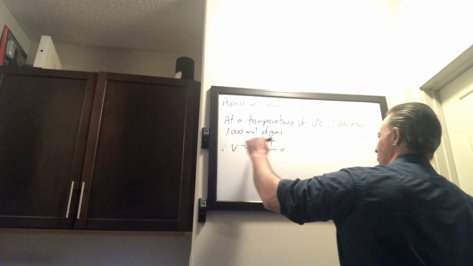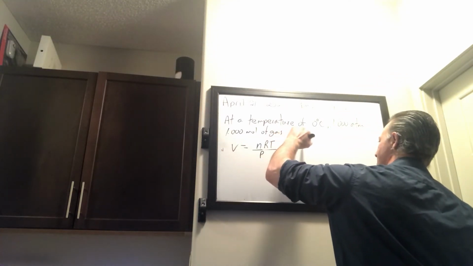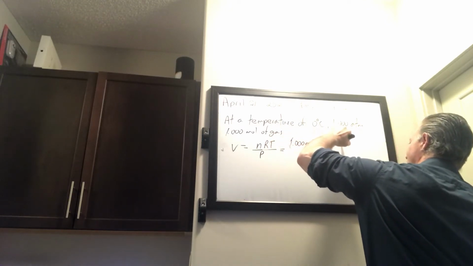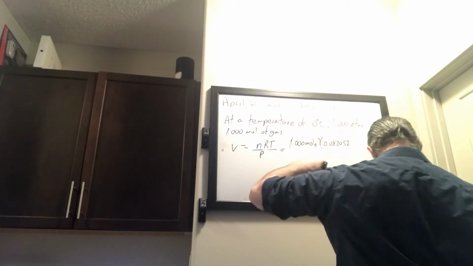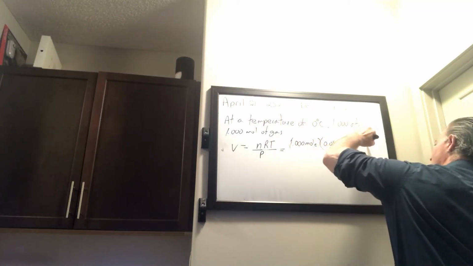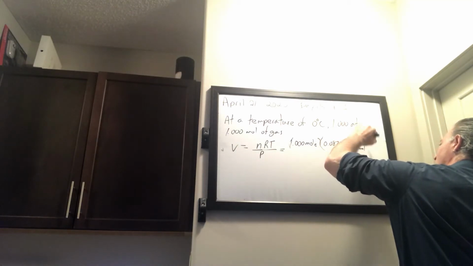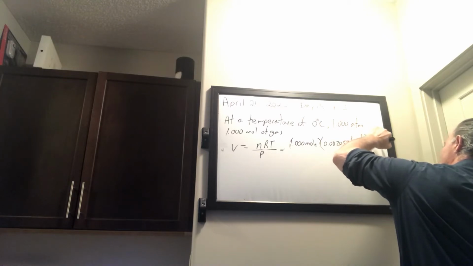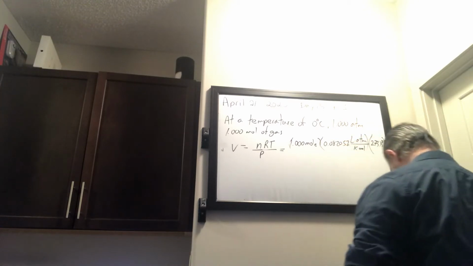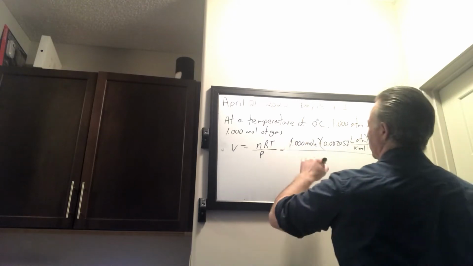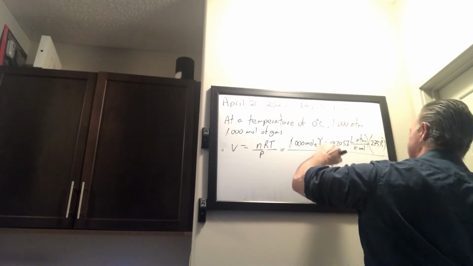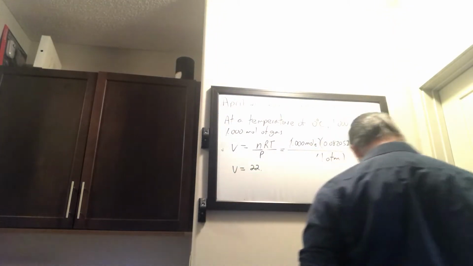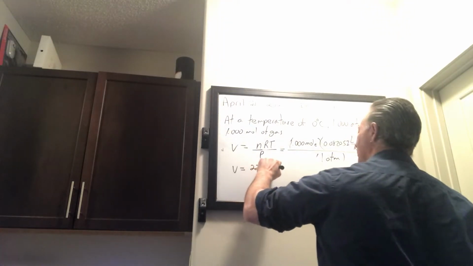And if you plug in all the values, 1 mole of gas, value of R is 0.082057 liter atmospheres per Kelvin mole, and the temperature of 0 degrees Celsius is 273.15 Kelvin, and the pressure of 1 atmosphere. The volume of all gases, of all ideal gases, will be 22.41 liters.